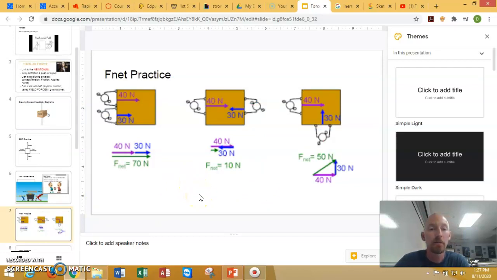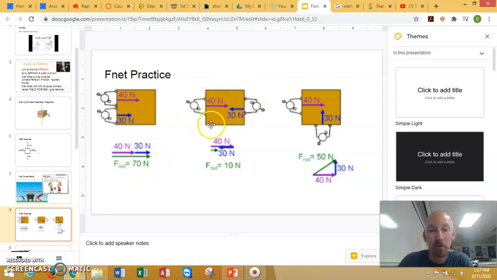So here are some practice problems. See if you guys can pull this off. I have two people pushing in the same direction, so we add those two forces. We get a net force of 70 newtons. Notice the little arrows. The bigger the number, the bigger the force, the bigger the arrow. The number is the magnitude. So we say the magnitude of this force is 40 newtons. The direction is to the right. They're both going the same way, so we can add them up. Our net force would be 70.